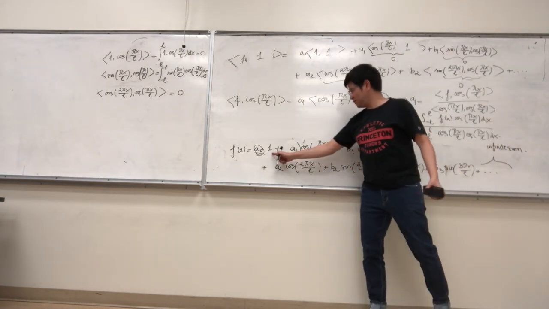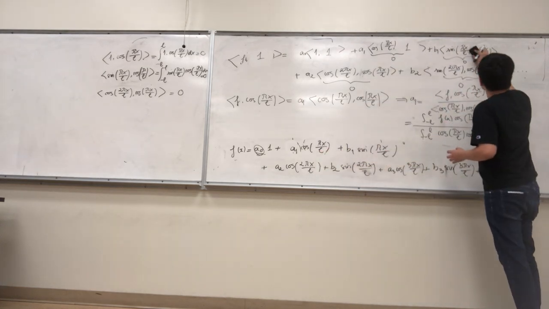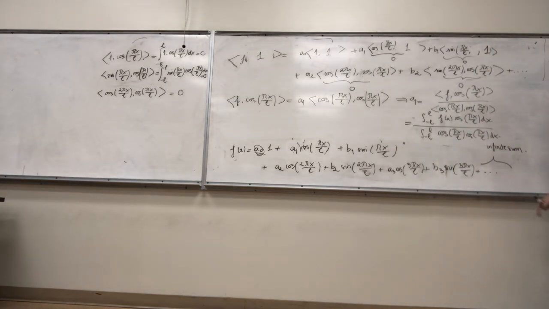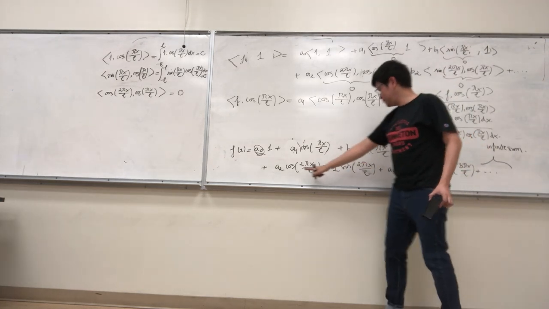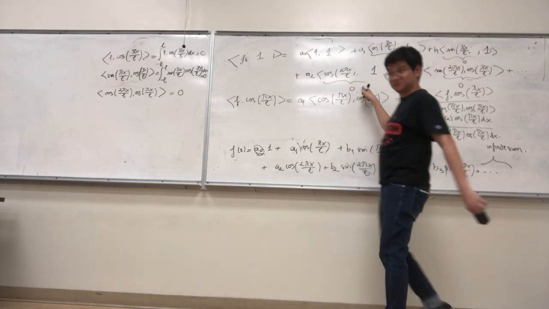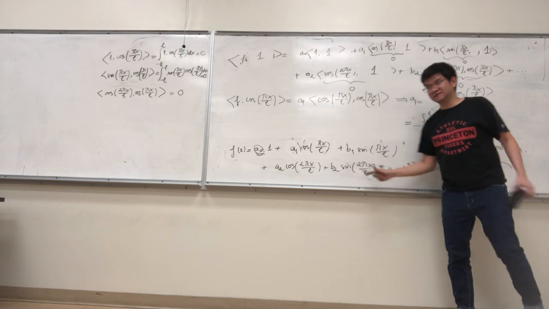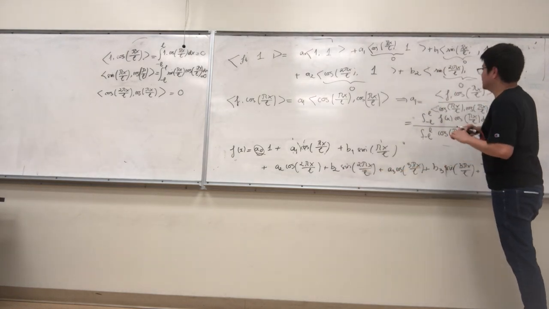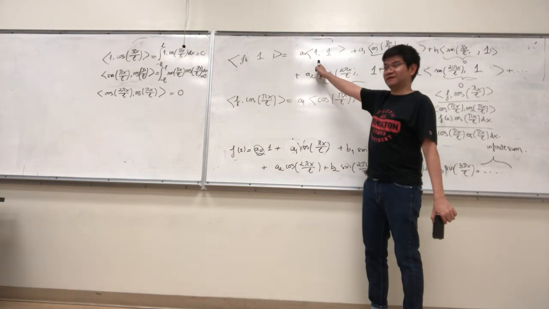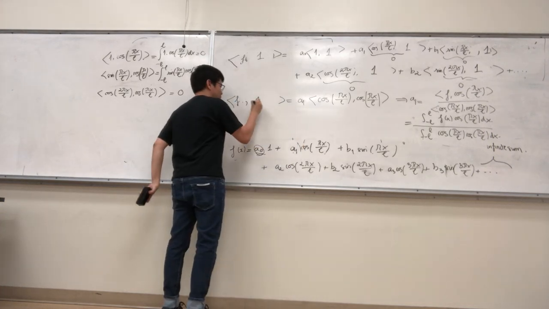So you multiply 1 with this guy, and now you multiply 1 with this guy. So this is going to be 0 because they are orthogonal. Now you multiply 1 with this guy. So it's going to be 1 here. Of course, this is going to be 0. Now you multiply 1 with this guy, this is also 0. So everything else will be 0 except 1 times 1.